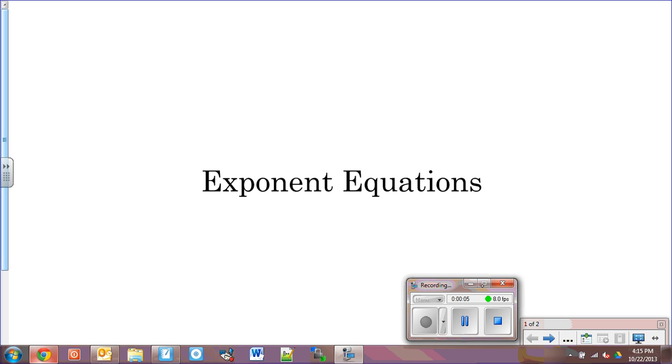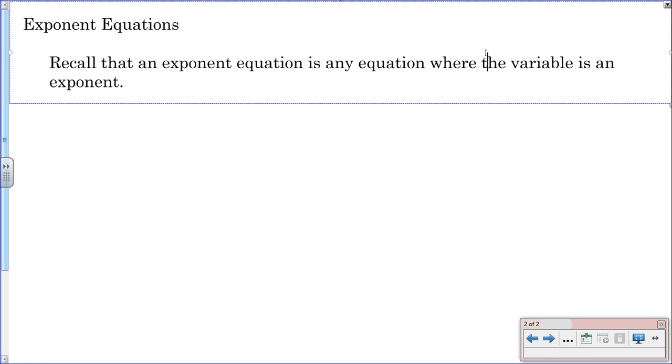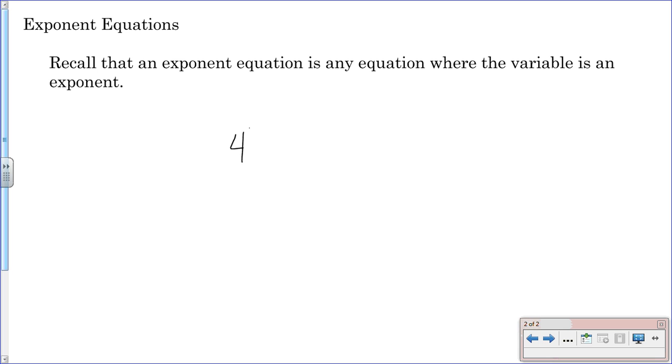Exponent equations. If you recall, an exponent equation is any equation where the variable is an exponent. For example, 4 raised to x equals 13. This is an exponent equation because your variable is in your exponent. Now, how would we solve this?